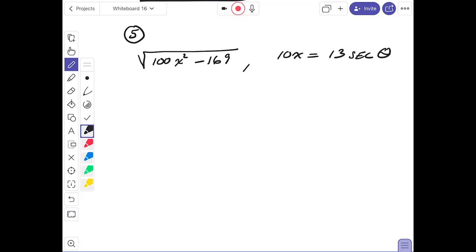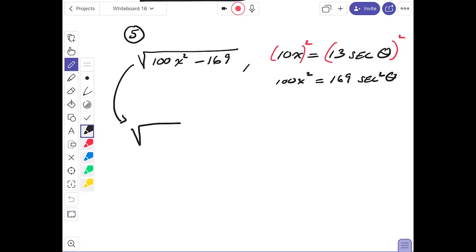But to do that, I realize I got 100x squared. So what would you have to do? You'd have to raise both sides to the 2nd power. Let me do that. What do you get? 100 x squared equals 13 squared, which is 169 secant squared theta. So I'm going to plug it in now. That's going to be, 100x squared is 169 secant squared theta minus 169. All right, so I did my substitution.